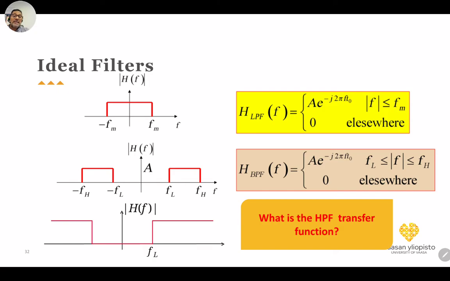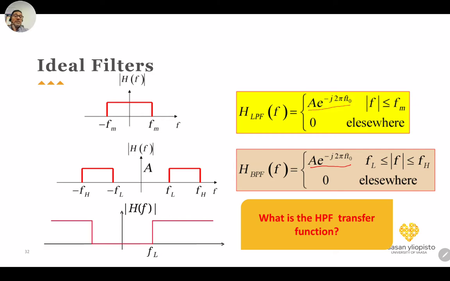Here we have the mathematical form of the low pass filter and the mathematical form of the band pass filter. This is the ideal filter, by the way; those are the transfer functions of the ideal filter. And I left it for you to work out the high pass filter transfer function, which you should be able to do based on these two.